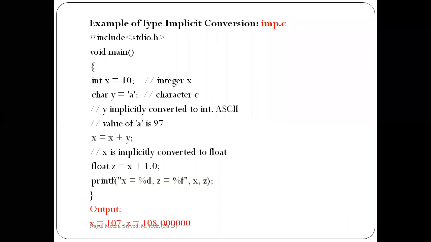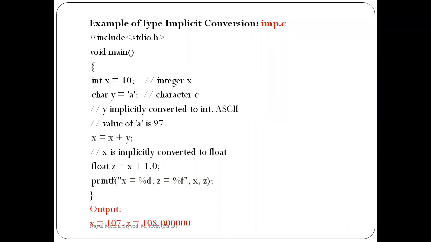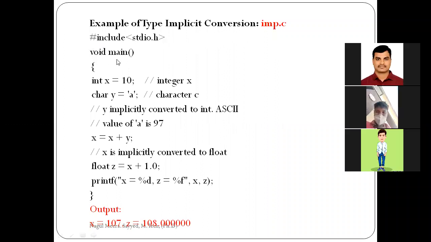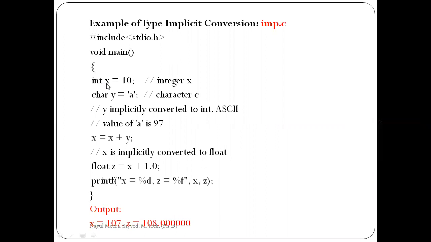Here there is one example. In this I am trying to do, for example, hash include stdio.h. This is the header file. This is our main function. In this, here int x, where x is a variable of integer data type.